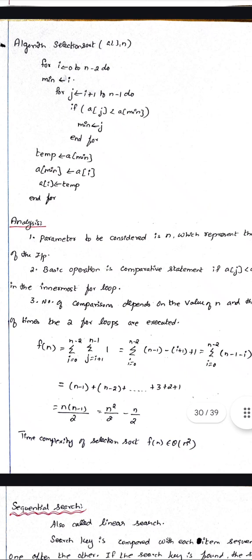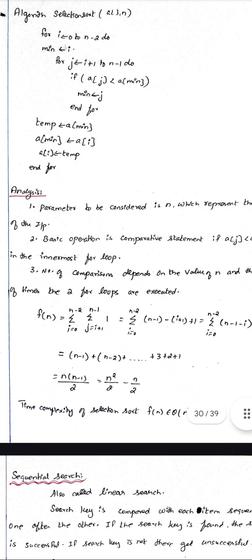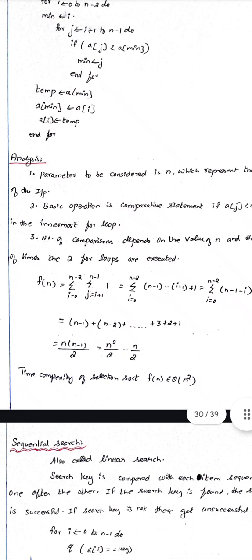For i equals 0 to n minus 2 do, min equals i. For j equals i plus 1 to n minus 1, if A of j is less than A of min, then min equals j. And then temp equals A of min, A of min equals A of i, and A of i equals temp.